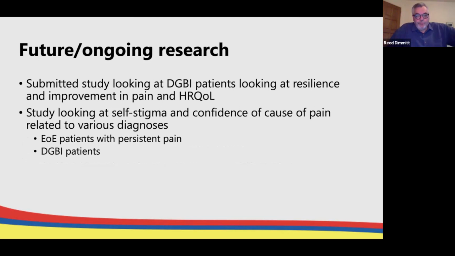So where do we go from here to kind of understand this a little bit better? We have currently submitted for publication the study, and I'm not going to go too much into it because it will still be under review. But it was really designed to look at patients with DGBI pain. These weren't just EOE patients. These are patients with non-structural abdominal pain, and looking at what was the predictor for resilience and improvement in pain and quality of life.